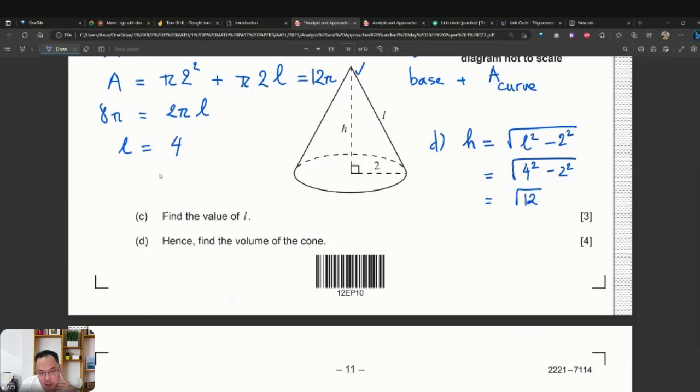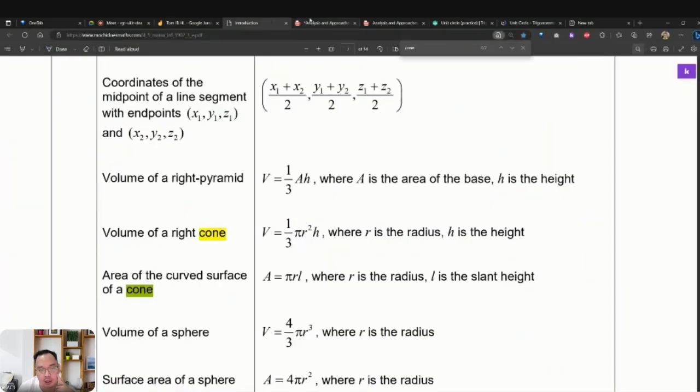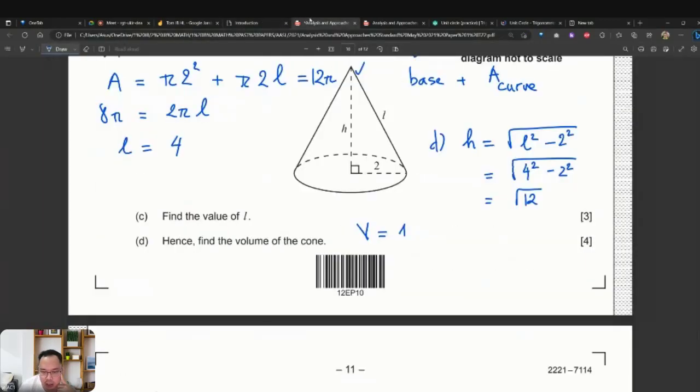Okay. And the volume, 1/3 of pi R squared times the height. 1/3 pi, R is 2, 2 squared times the height, square root of 12. Okay? Simplify this. Square root of 12 can be written as 2 square root of 3, because 12 is 4 times 3, and the square root of 4 is 2.